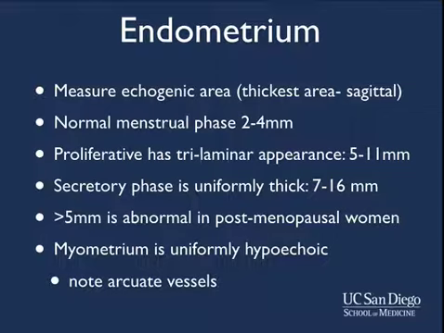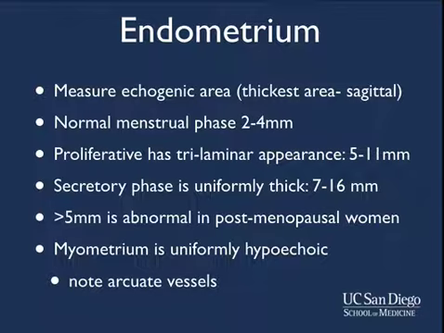When we look at the endometrium, we measure the echogenic area in the thickest area in the sagittal view. For the normal menstrual phase, this is only 2 to 4 millimeters thick. When women are in the proliferative phase, it has a trilaminar appearance, which is 5 to 11 millimeters thick. And finally, in the secretory phase, it will become uniformly thick and 7 to 16 millimeters. If we are scanning postmenopausal women, greater than 5 millimeters is considered abnormal.